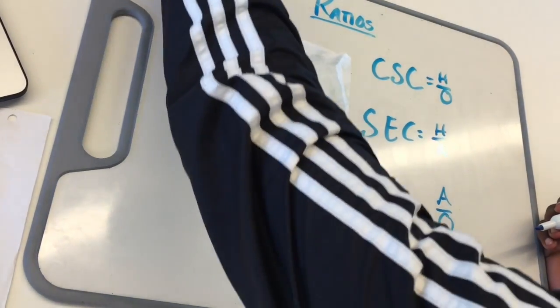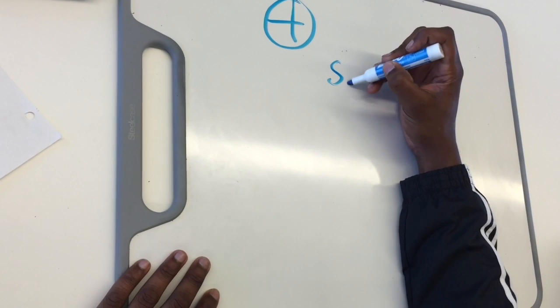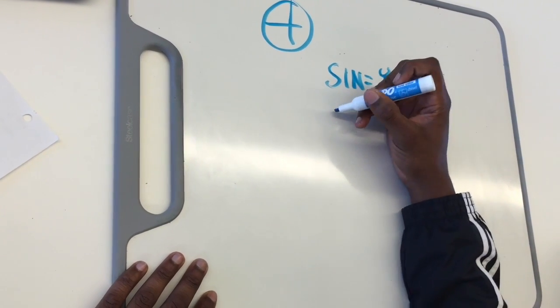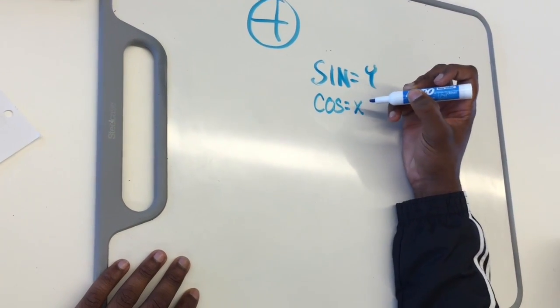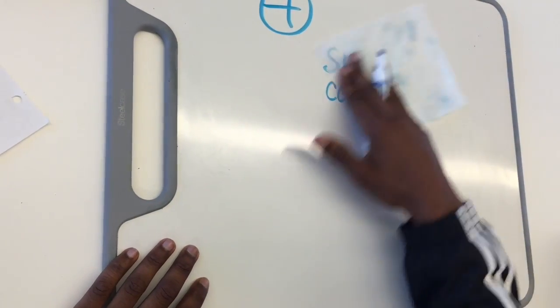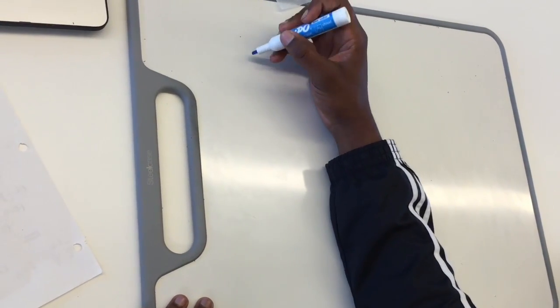Let's find some example problems. So on your unit circle, the sine is the y component, and the cosine is the x component. So let me solve for the sine, cosine, and tangent of the basics in the first quadrant.